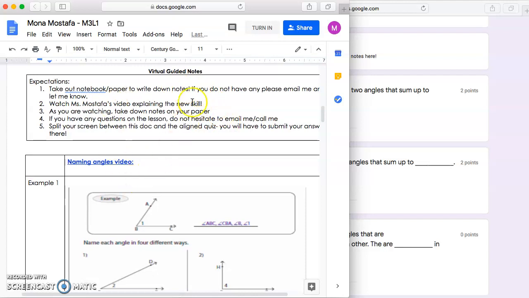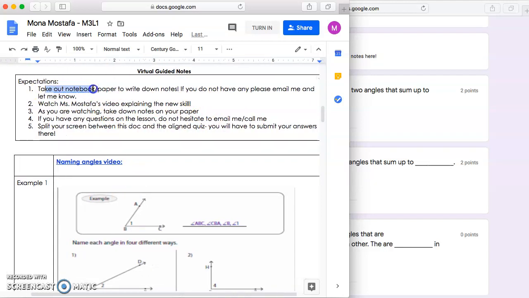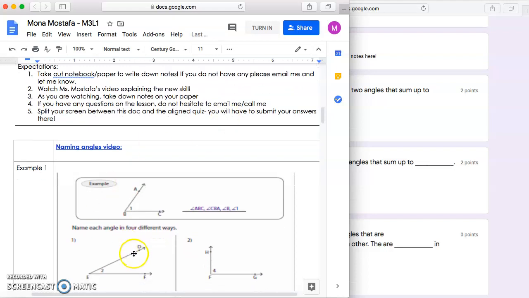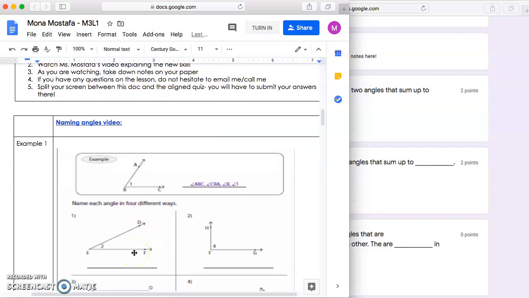Now, here's the expectations for the virtual guided notes. You must have a notebook or a piece of paper. If you do not have one, please let me know. And then you're going to watch my videos and take down notes on the videos that I have for you.